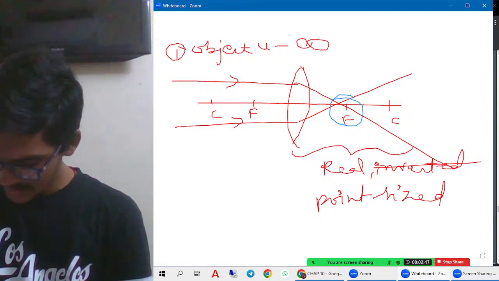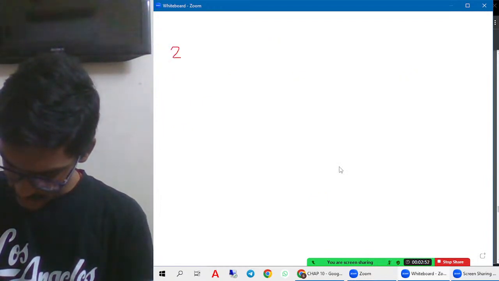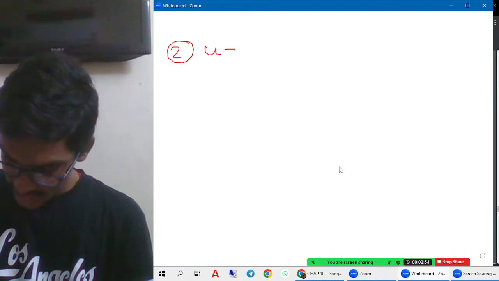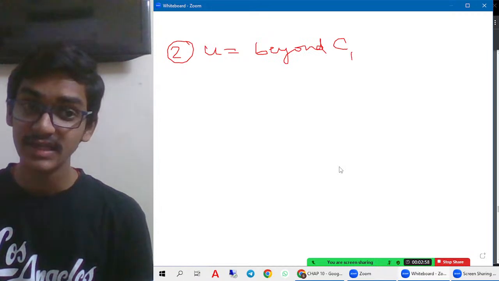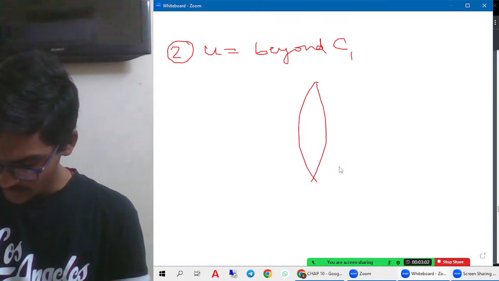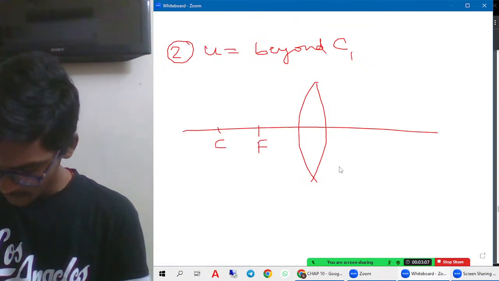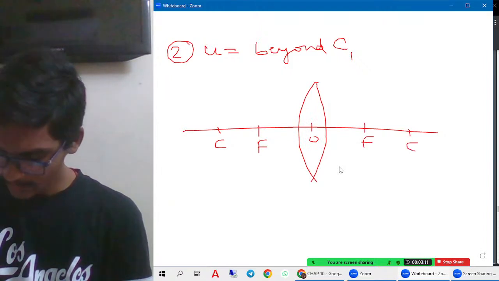Okay, so then the next case, wherein the object is there beyond C1. You have to mention whether it is C1 or C2, because again the examiner will get confused about which one you are taking. So this is C, this is F, O, F, C. Okay, C1.